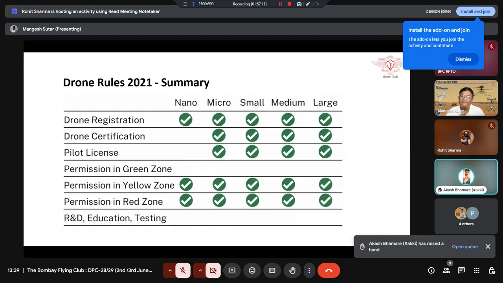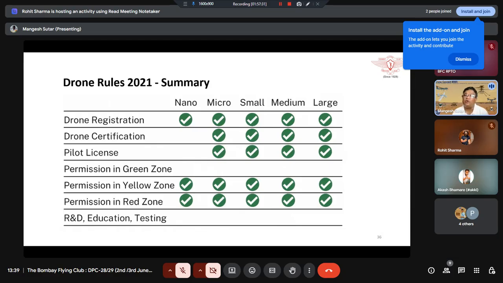Suppose in future Bombay Flying Club arranges for micro, should we directly come without doing the theory class? Theory class is not required. You only have to come for 2 days for the flying exam. Rest of the things are not required because you have already done small. If you have not done small and you are going fresh for micro, then you have to come for 5 days. For medium also, once we have it, you can come for the full 5 days, or only for 2 days.